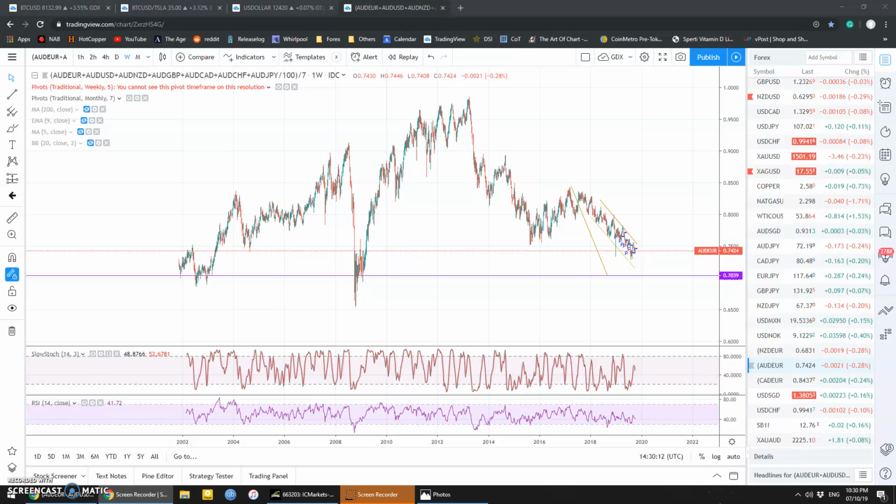Okay, it is the 7th of October, and let's look at some pairs. It's been pretty turbulent the last few weeks of September. I'm just going to touch on a few pairs which I'm looking at, mainly the Aussie dollar, the US dollar index, and, not really a forex pair, Bitcoin. So let's have a look at the Aussie dollar.